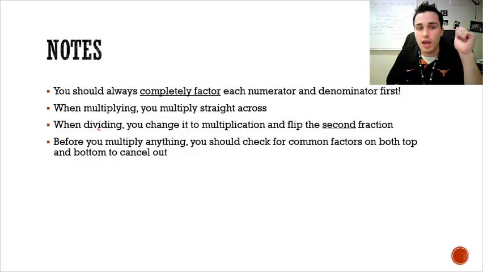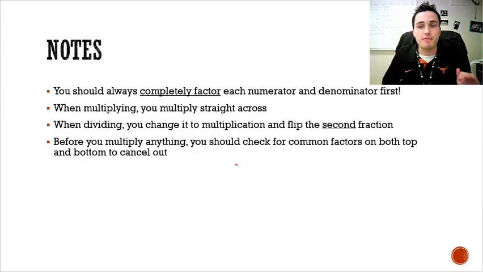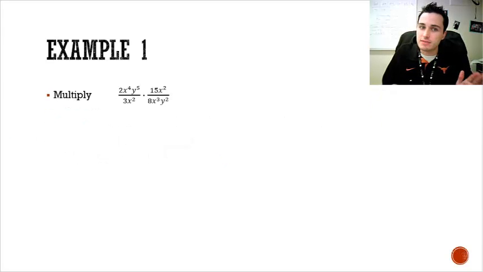However, when you start as a division problem, you need to flip that second fraction around, and then you multiply straight across. But before you multiply anything, you should always check to see if there are any common factors on both top and bottom anywhere that you can cross out. So let's see this, because seeing is much better than hearing. I want to multiply these things.